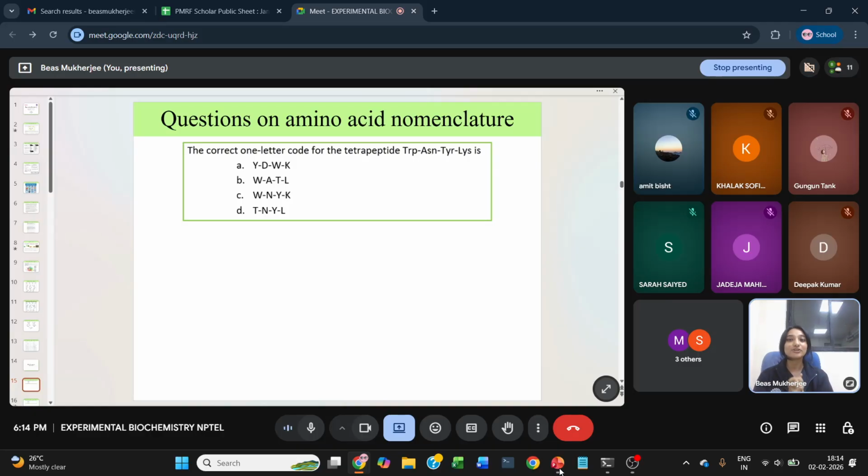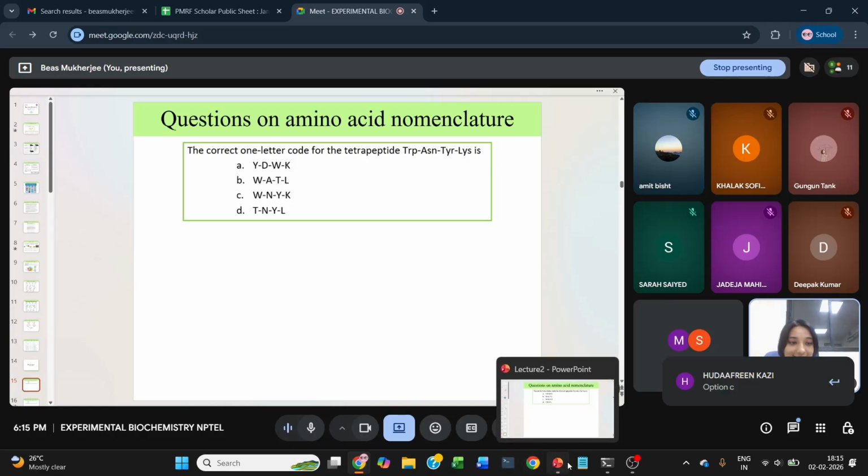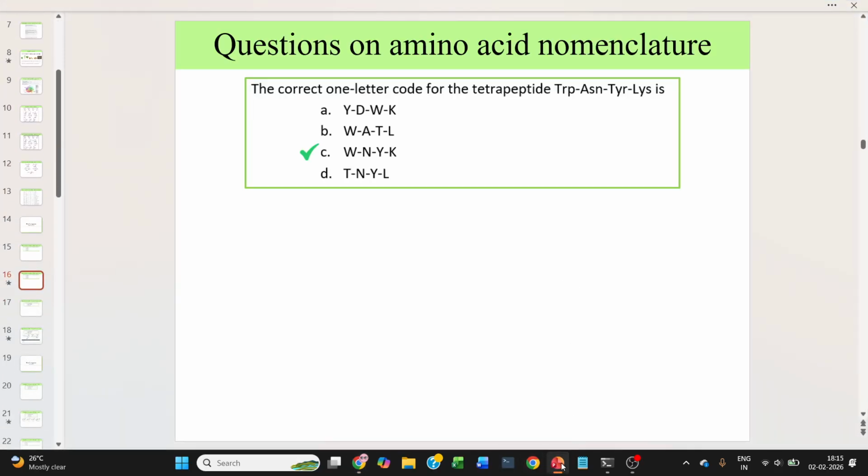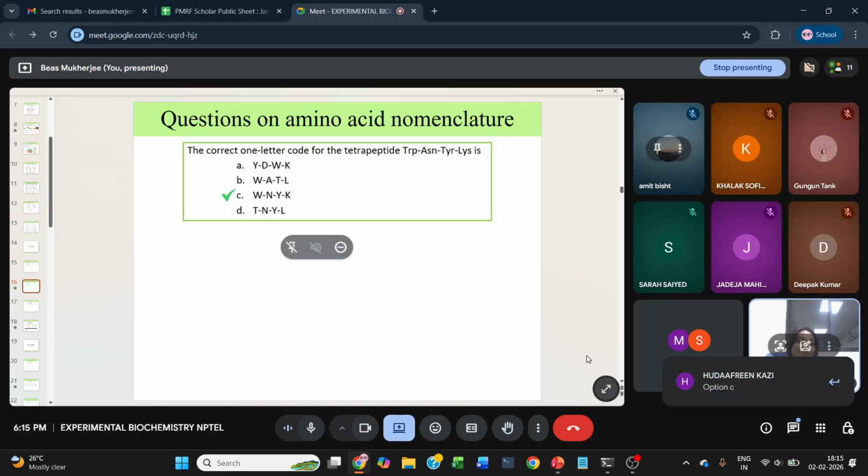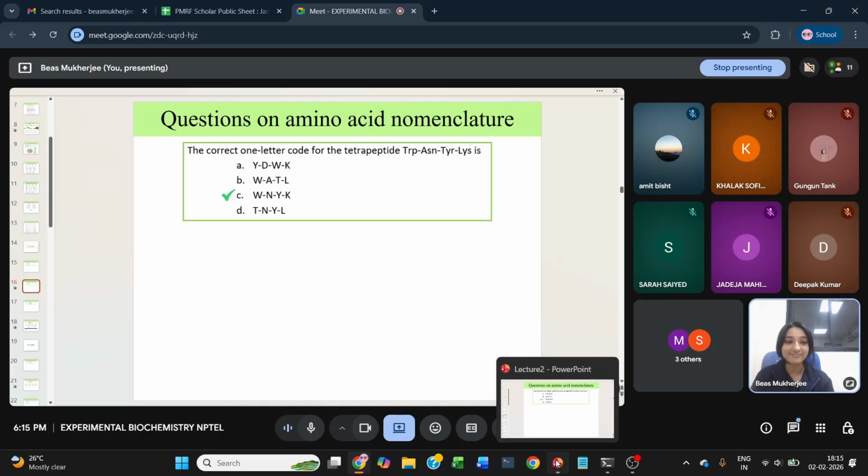Okay, so the question is, the correct 1-letter code for the tetrapeptide. Tetrapeptide meaning there are 4 amino acids. It is tryptophan, asparagine, tyrosine and lysine. Option C. Okay, great. So very quickly you guys are answering. Very good. Yes, that is absolutely correct. It is option C. Very good.